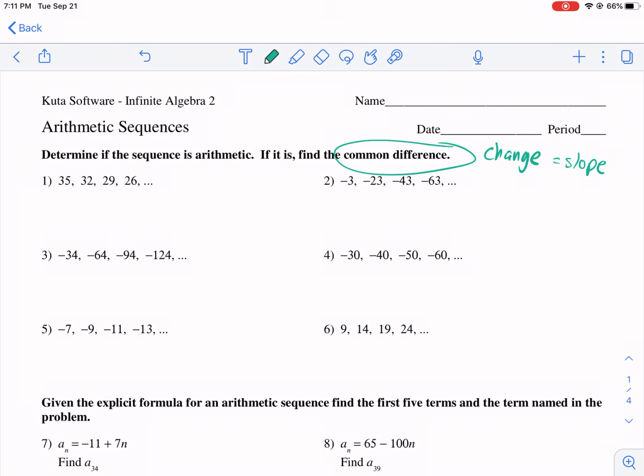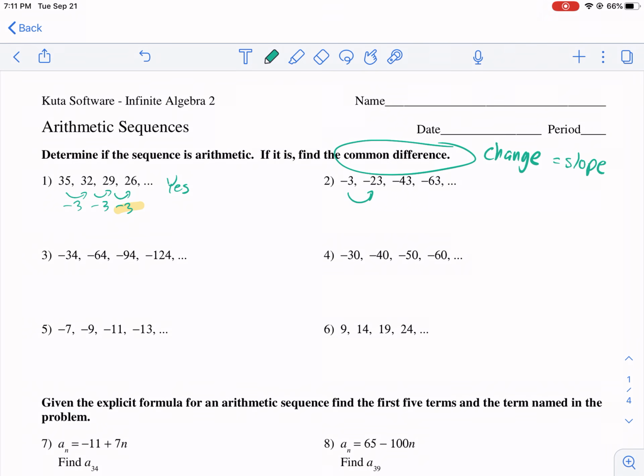So here we have 35, 32. They say common difference because what you're going to do is find the difference between 35 and 32 and then the next term. Here we see that that's minus 3, and we want to see if it's consistent, if it's minus 3 each time, and it is. So determine if it's arithmetic, yes, and then find the common difference, and we see that as minus 3.